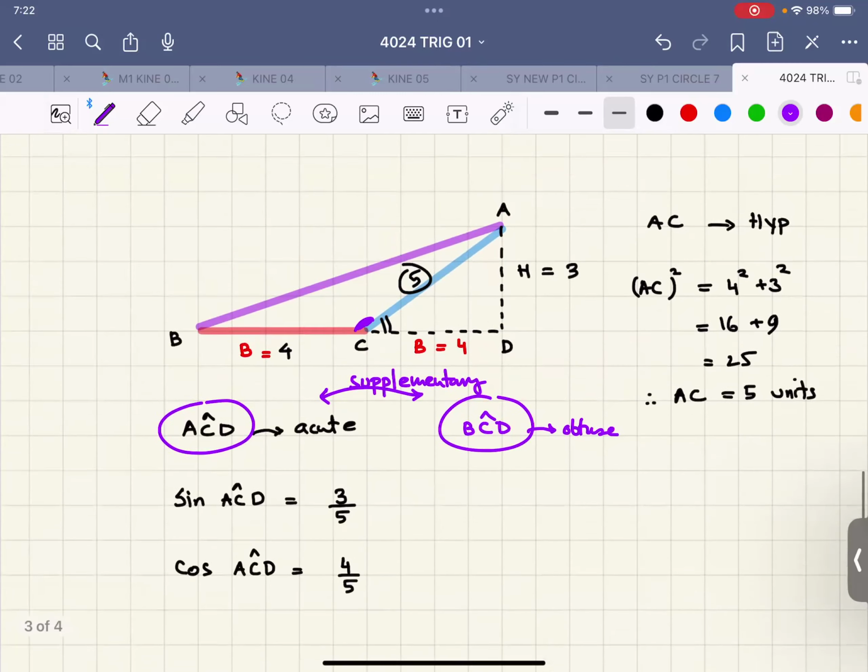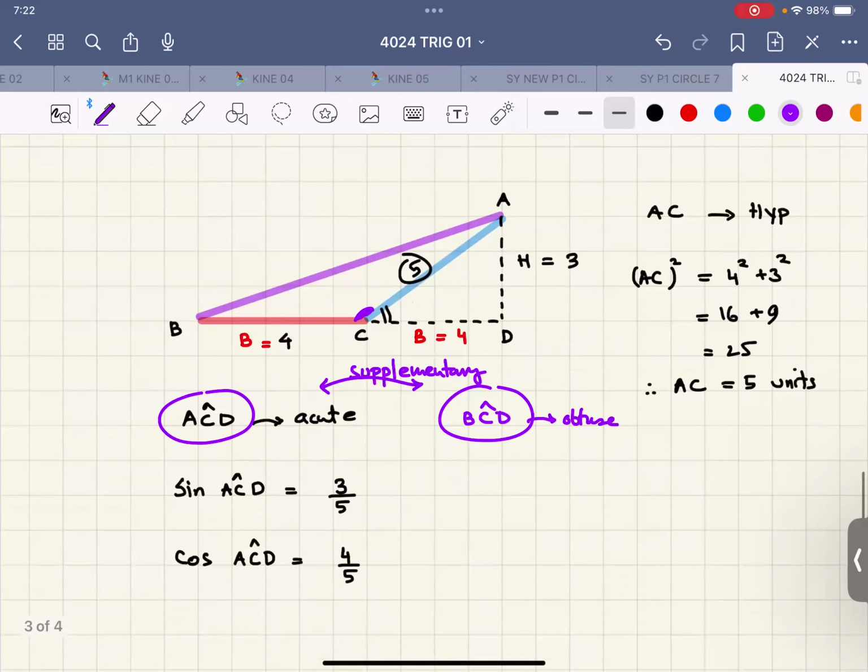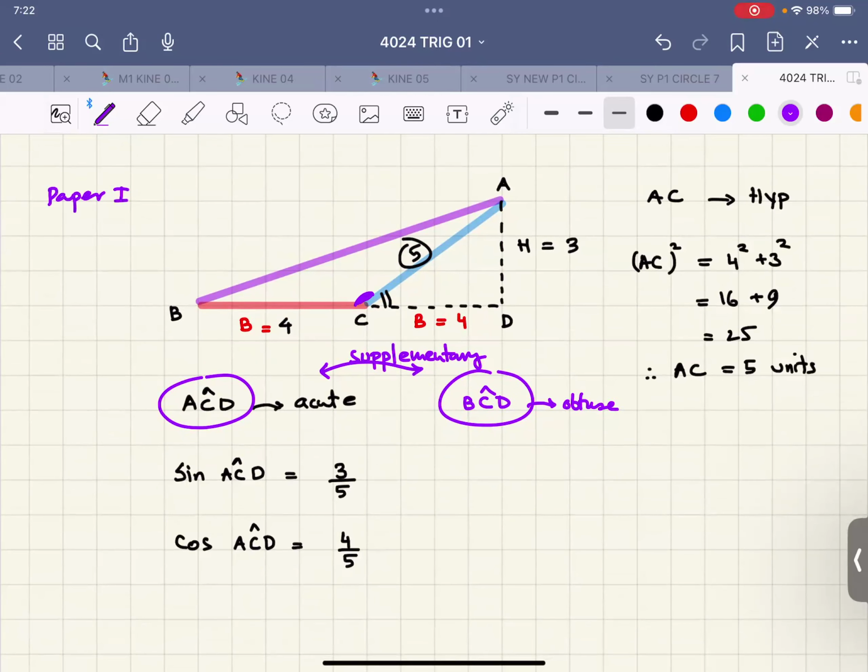Now, without using a calculator, let's say this is a paper 1 question. Can I evaluate sine of BCA? Can I evaluate cosine of BCA? The answer is yes, I can. I'll just take this value 3/5 and write it over here. I'll just take this value 4/5 and write it over here.